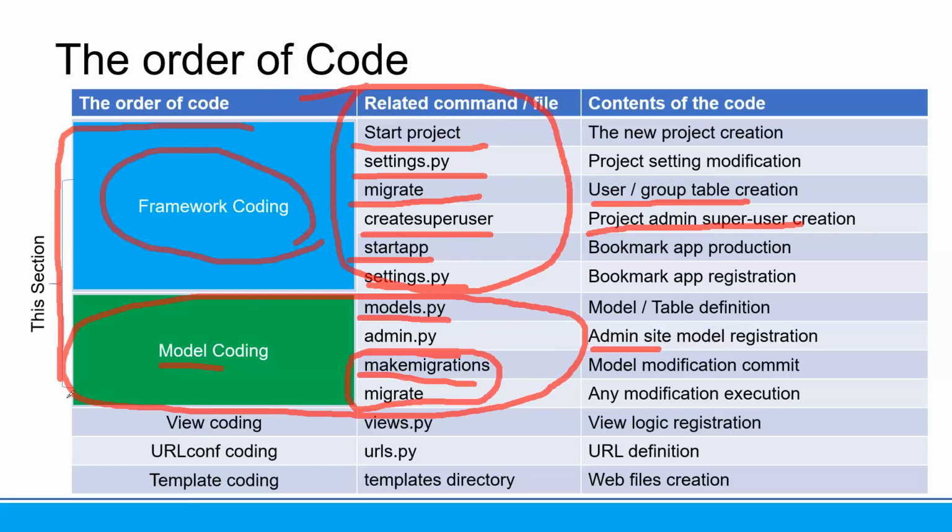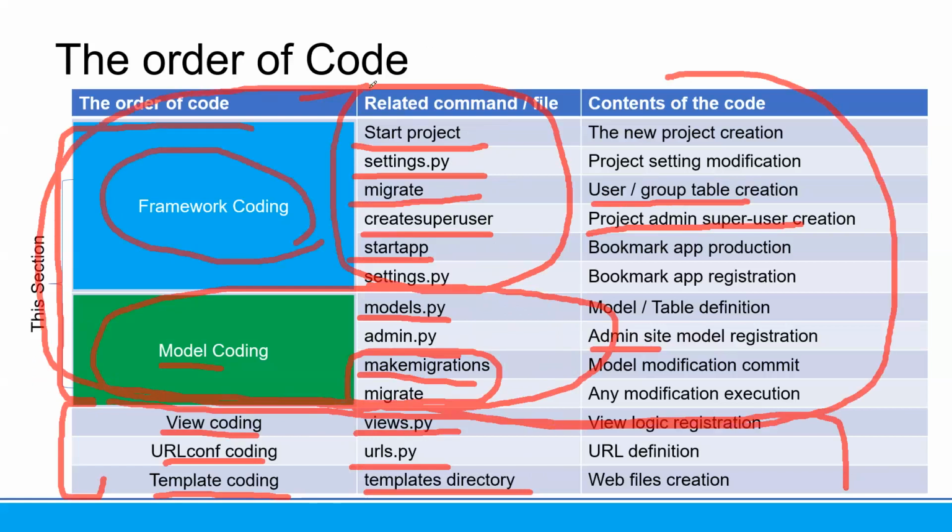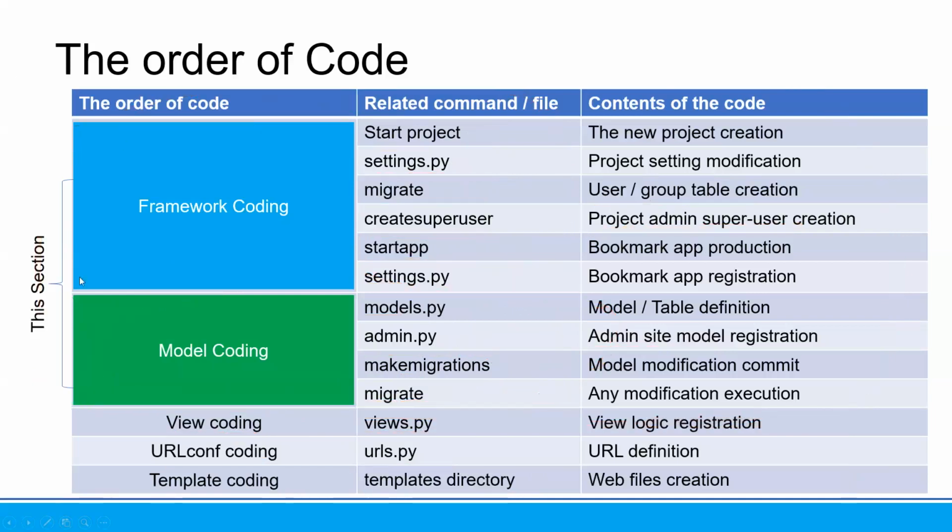After we finish with this one, we will do the common ways, like you already did before. We will check the views.py, we will check the urls.py, and then we will make some HTML. Actually this one is the last step, but you already learned it last time. Now we are going to learn how to create this first part. So this section will be about this blue color and the green color.